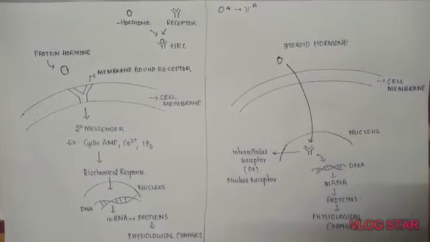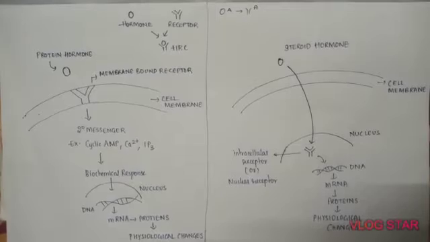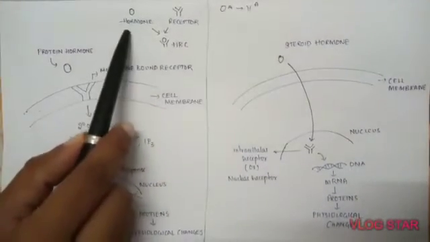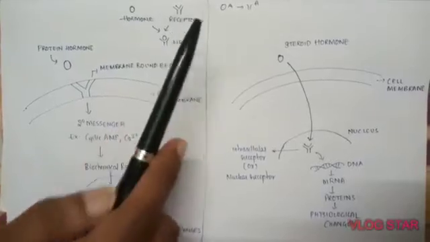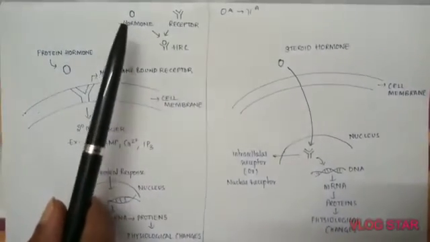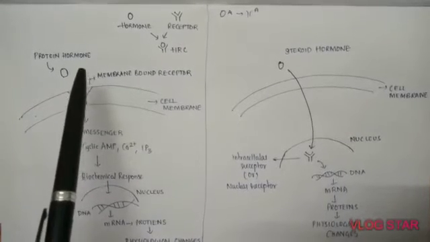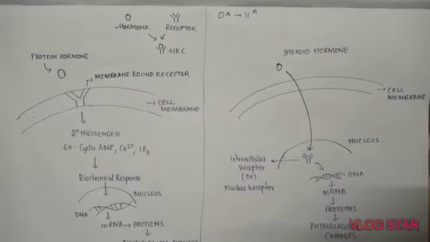And today's topic is mechanism of hormone action. Before we dive into the topic, we have to know about two things. One is hormone, and the other thing is receptor. So, first, hormone. Hormones are non nutrient chemicals which act as intracellular messengers and are produced in trace amounts.